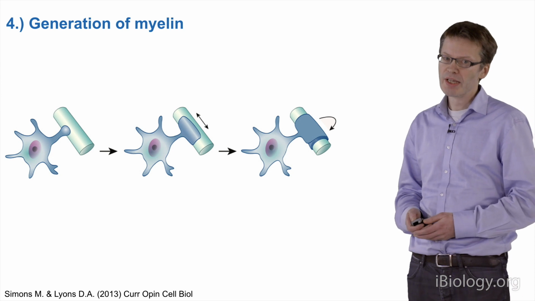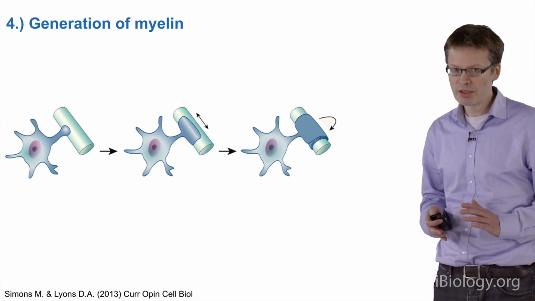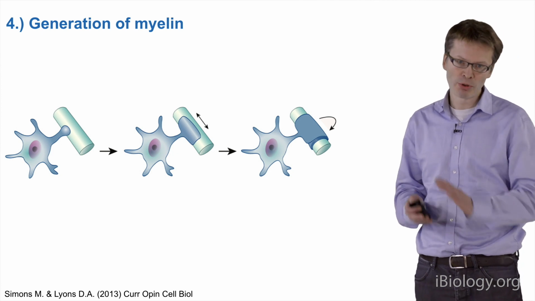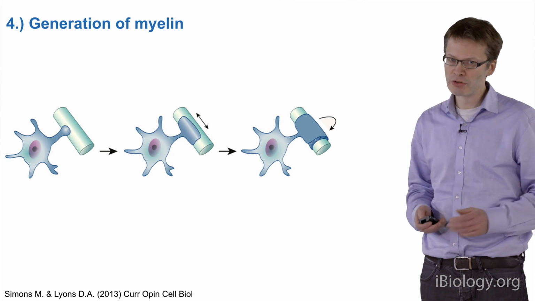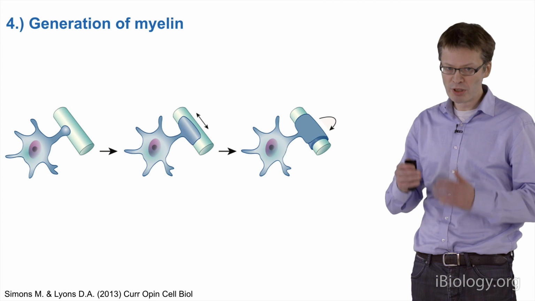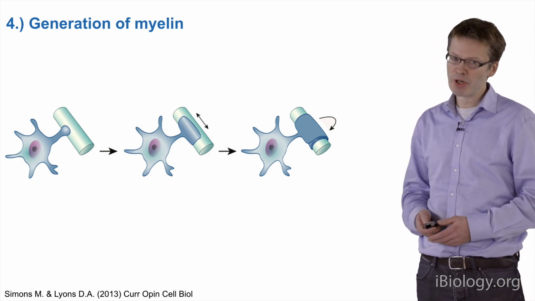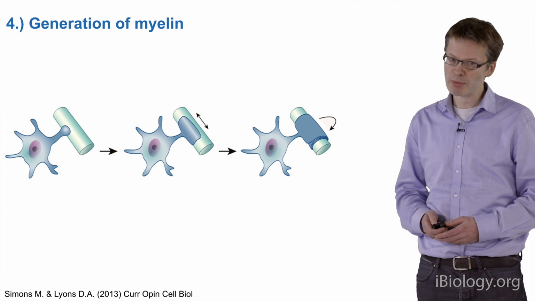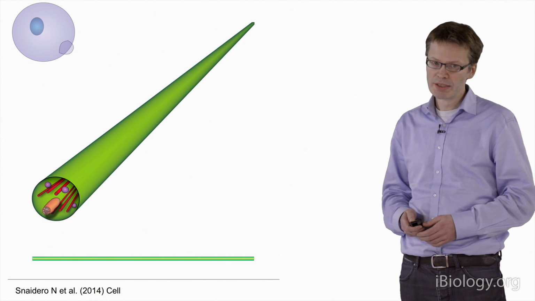The last process is the generation of the myelin sheath. When the cells have differentiated, they send out a process, and this process now has to recognize the axons to be myelinated. The molecules for this recognition process have not been identified so far, but once the recognition and attachment is established, then this membrane moves around the axon in a particular way. How it moves around I will show in this video.